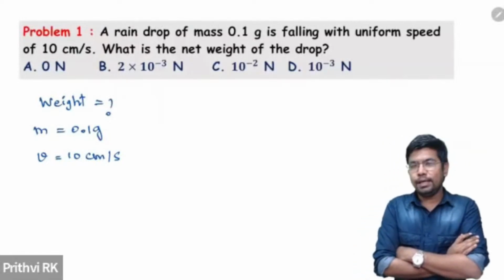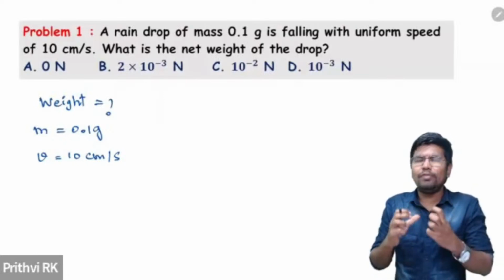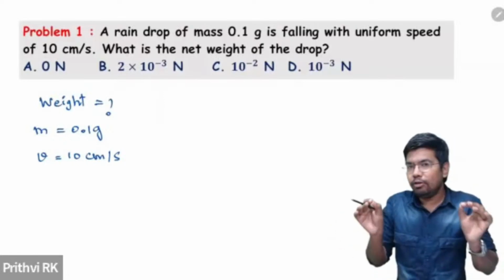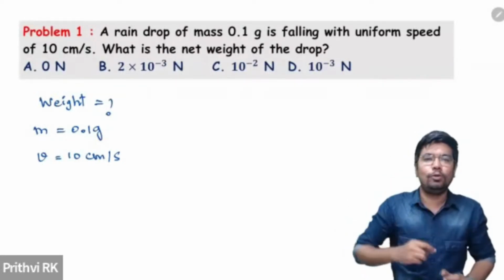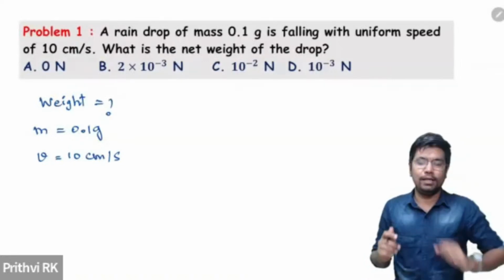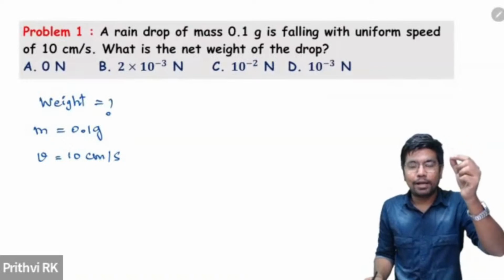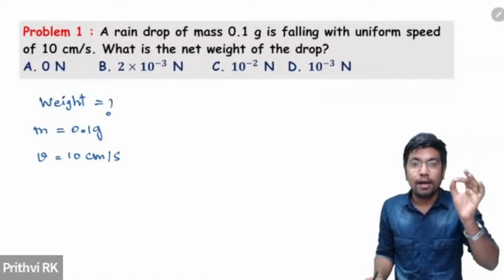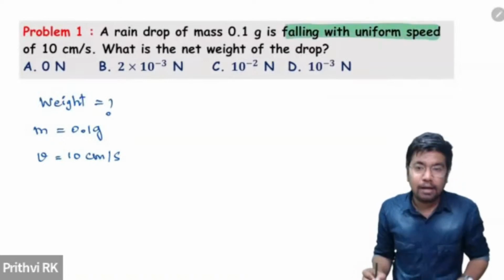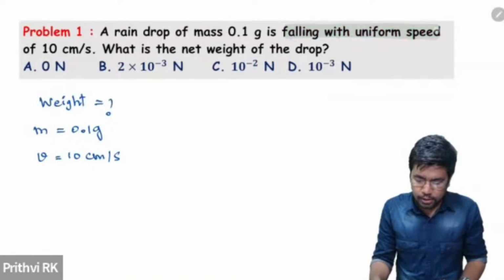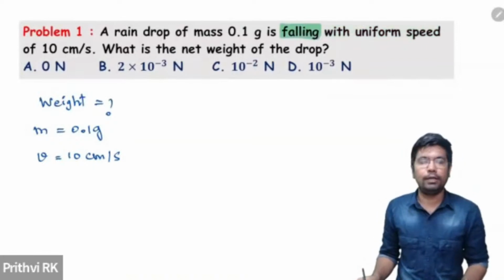See, some questions might look very, very easily doable, but there will be a small twist in those questions. Here, what they are saying is a raindrop of mass 0.1 gram is falling with uniform speed. In fact, the most important clue here is the word falling.